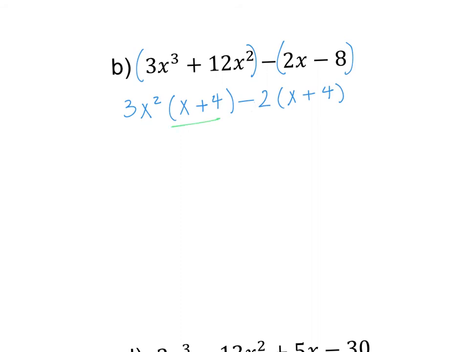All right, so from here, notice how both of these terms, 1 and 2, both have x plus 4. So we can factor that out. So x plus 4 gets factored out. What we have left over is 3x squared.